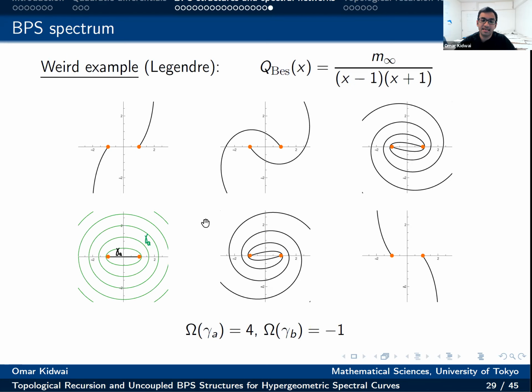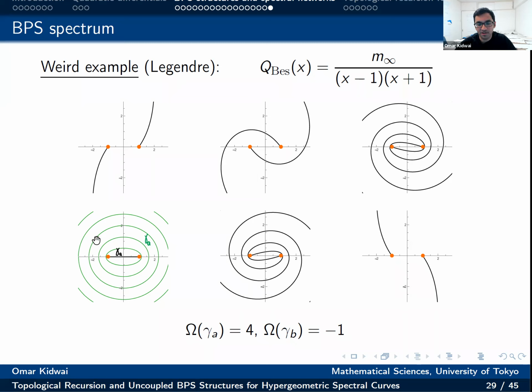And then the reason I had to add the ring domains in was because of this Legendre example, where I have just 2 simple poles. What happens is, at 1 parameter value, not only do the turning points collide, but I also get a ring domain around them.